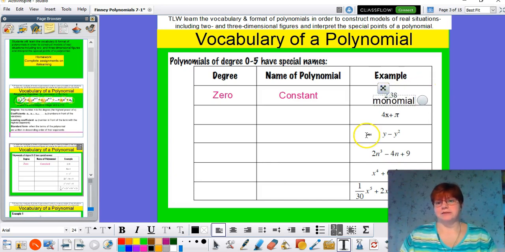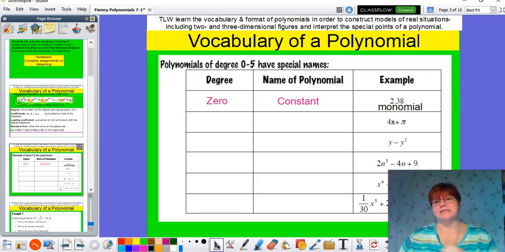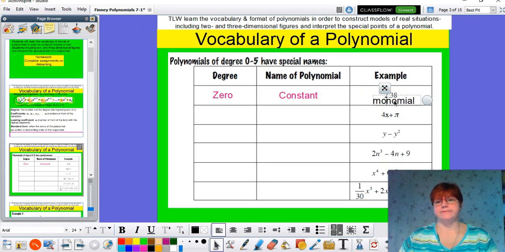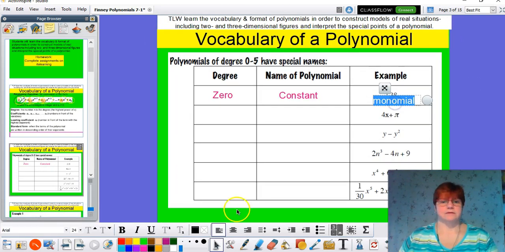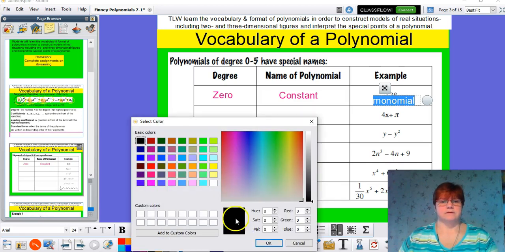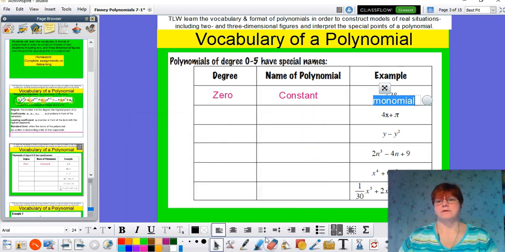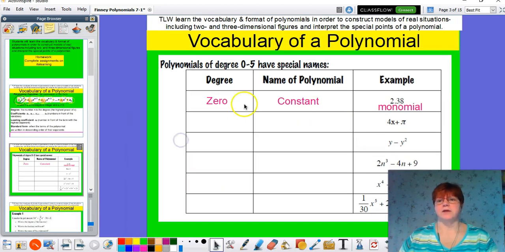Okay, so that's just a little something for you extra. So if we were to classify this polynomial, it would be a constant monomial. Okay, that would be a constant monomial.